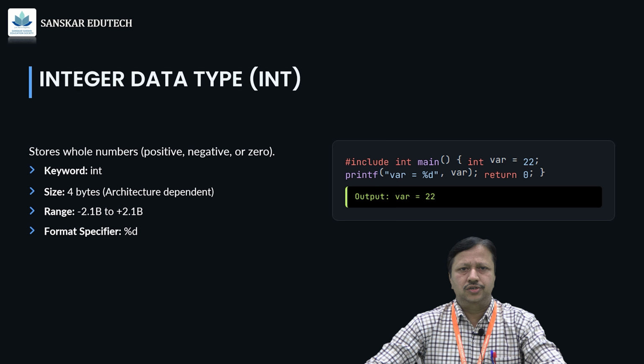#include <stdio.h>, int main(), int var = 22; printf("var = %d", var); return 0; and closing bracket. So the output is what? 22.